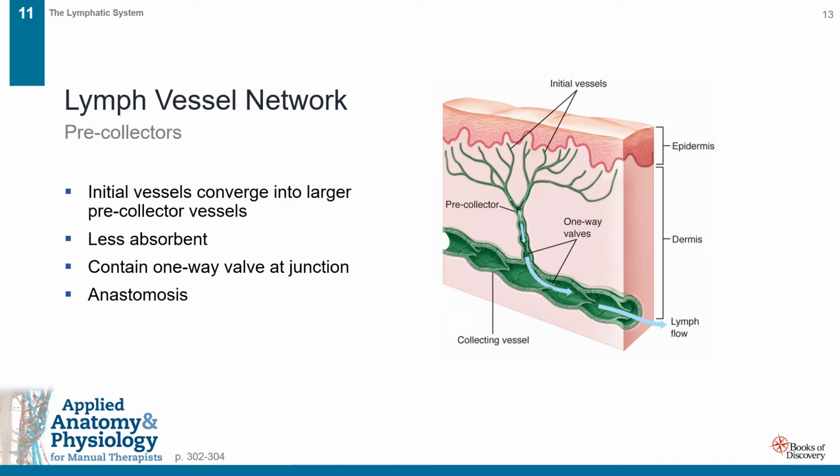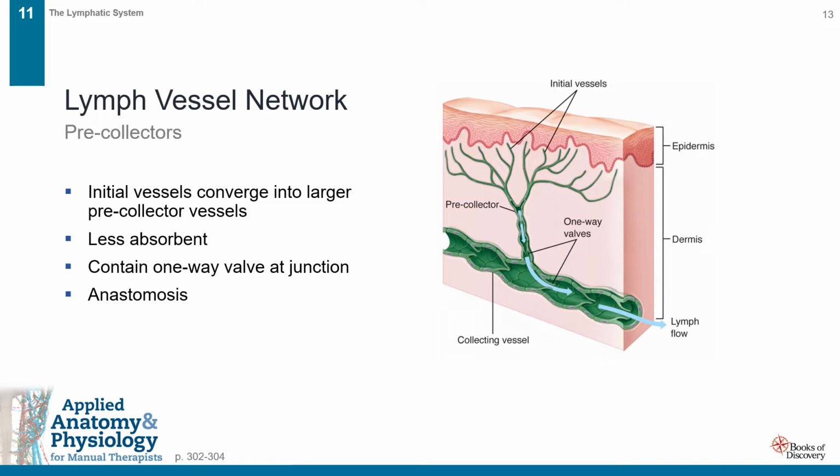Taking a look at the precollectors, several microscopic lymph capillaries converge into a slightly larger vessel called a precollector. These vessels are located in the deeper zone of the dermal layer of skin. While precollectors absorb some interstitial fluid, they are less absorbent than initial vessels due to structural distinctions. Their walls have several layers of epithelial cells with no anchor filaments, and the basal membrane around the outside is complete with only a few gaps that allow fluid to enter.